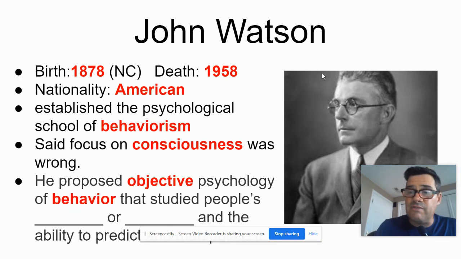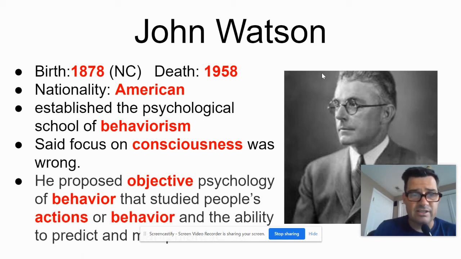All right. And so he's focused on behavior, hence the term behaviorism, right? And he studied behavior, looking at people's actions or behavior, and the ability to predict and to manipulate it. So he proposed an objective psychology of behavior that studied people's actions or behavior and the ability to predict and manipulate that behavior. Like, could you change how someone behaves somehow? Could you manipulate it or shape it in a way to make the behavior better? So that's what John Watson is going to look at.